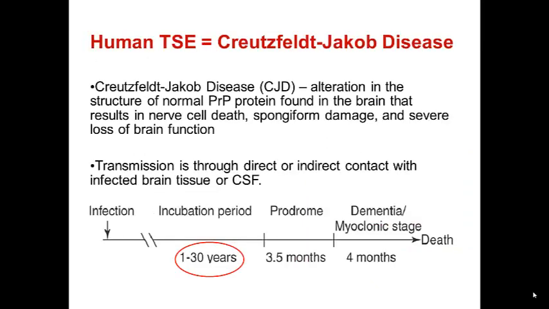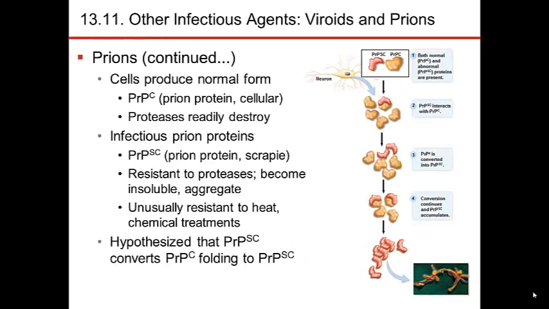The disease itself, in humans, as shown on this timeline, can take up to 30 years to manifest itself after the initial infection. Prions themselves are resistant to a wide range of chemical and physical treatments, such as formaldehyde, ultraviolet radiation, and heat up to 80 degrees centigrade. This makes them extremely resistant to the usual sterilization techniques.